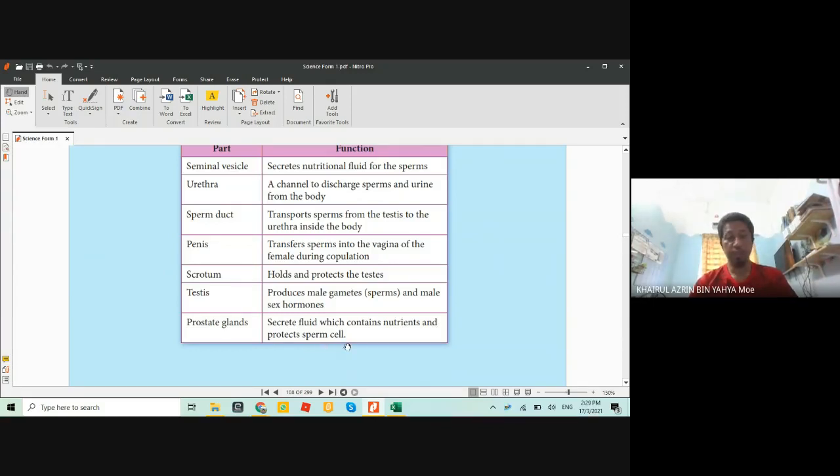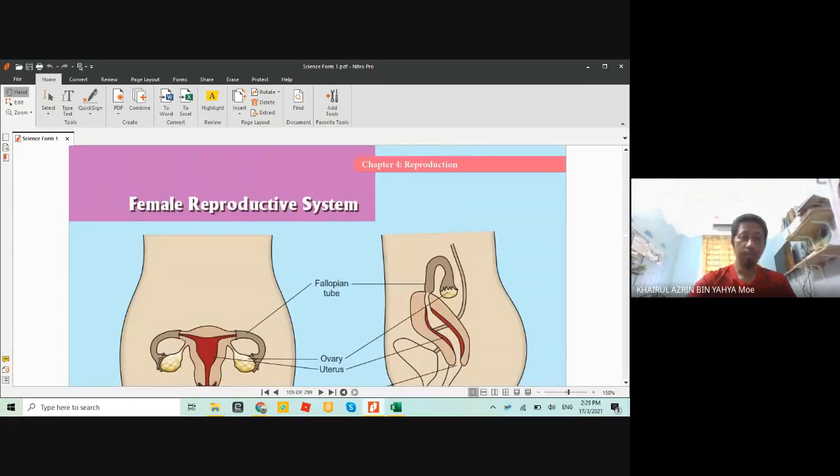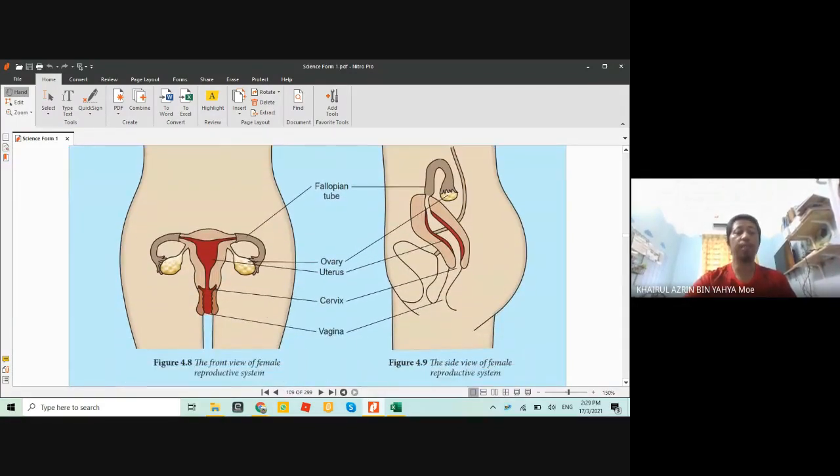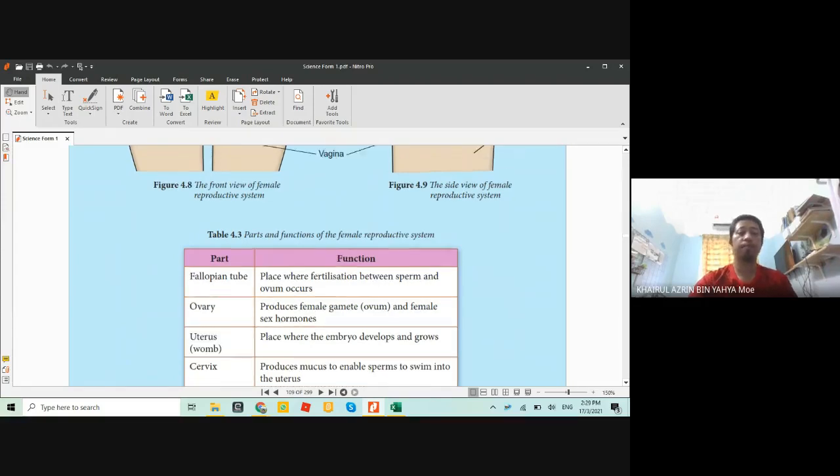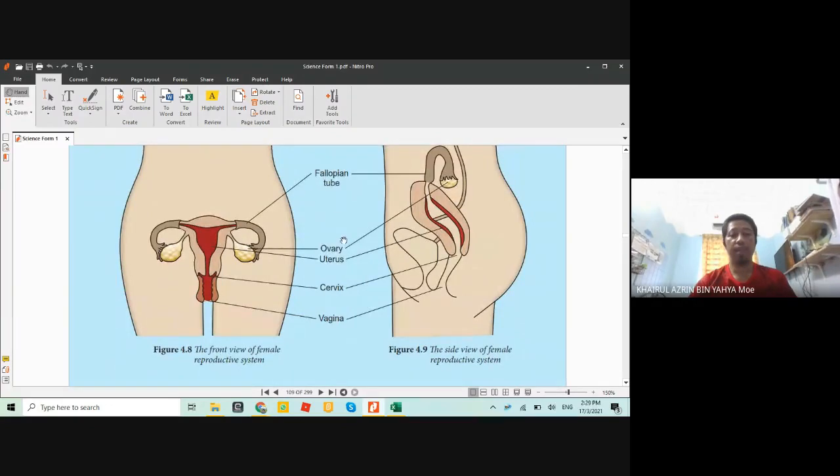Okay, next we go on female. So this is female reproductive system. So this is front view and this is side view. Okay, so this one we call as fallopian tube. This is fallopian tube. Okay, fallopian tube for what? You can see here, fallopian tube, place where fertilization between sperm and ovum occurs. Okay. Next, we have ovary. This is ovary. We have two. One, two. Ovary here. Okay.